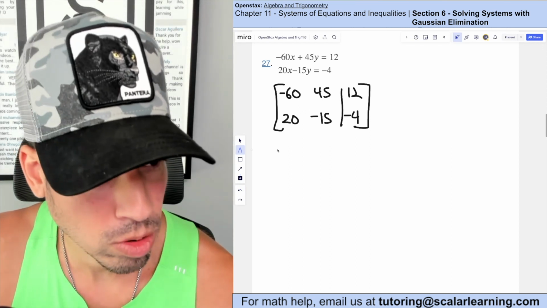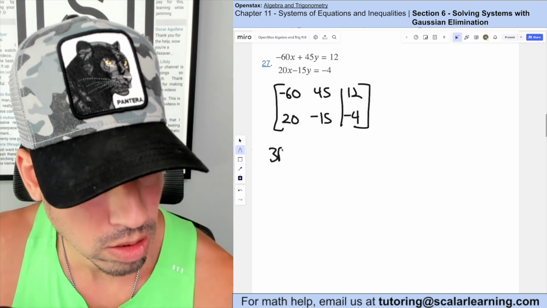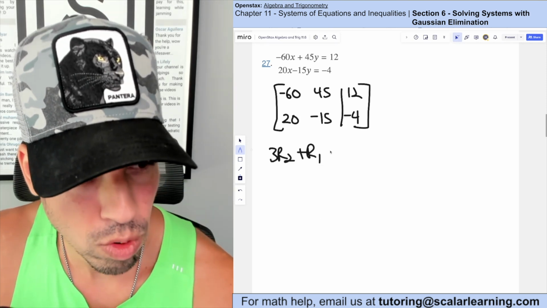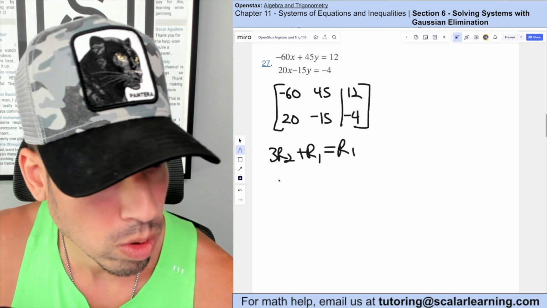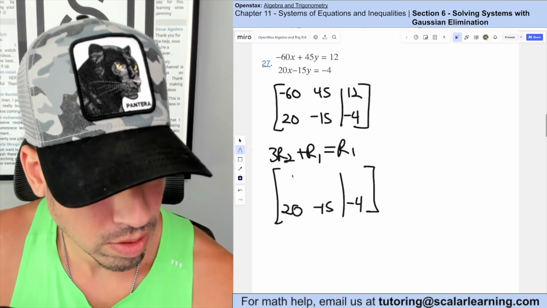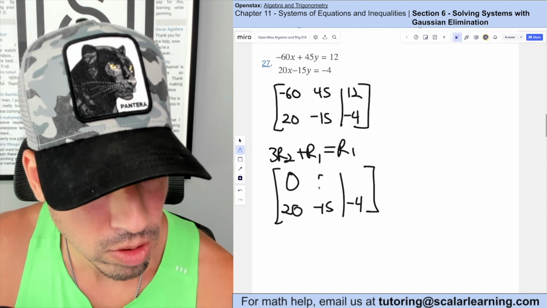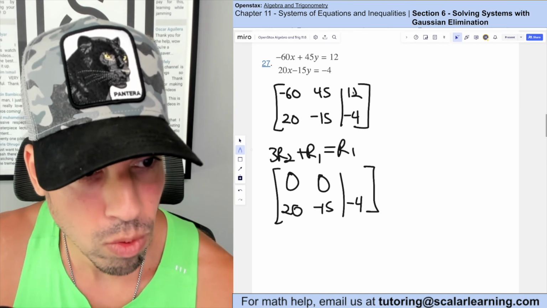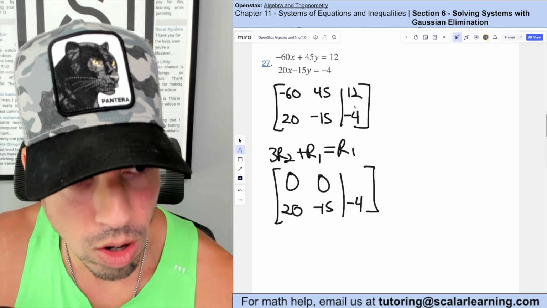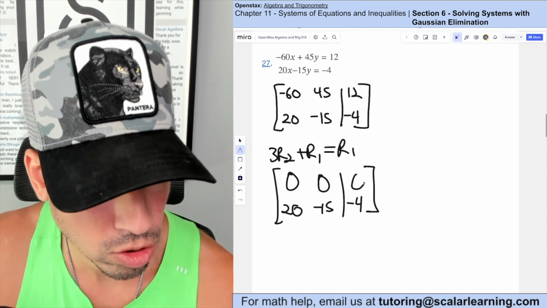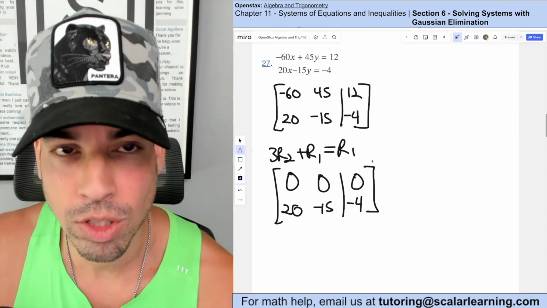But notice what happens. Let me show you this first. Let's do 3 times row 2 plus row 1 to get our new row 1. So 3 times 20 is 60, plus negative 60 is 0. 3 times negative 15 is negative 45, plus 45 is 0. And then 3 times negative 4 is negative 12, plus 12 is 0. So we got a full row of zeros, okay?